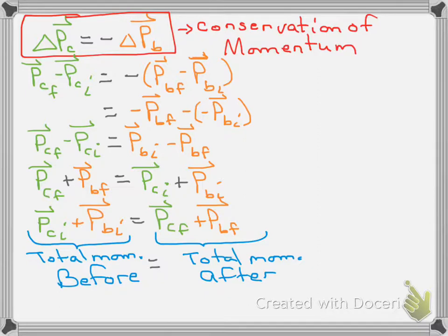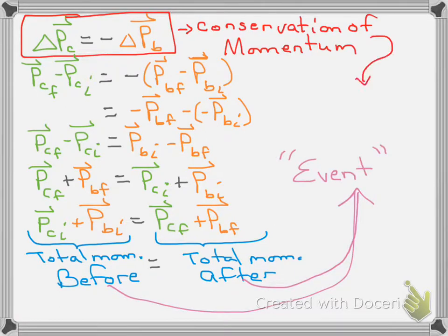So the conservation of momentum equation that we got as a result of Newton's third law, it is a consequence of Newton's third law, can also be written this way. The sum of all the initial momentums in a system of objects applying forces to one another is equal to the sum of all the final momentums. This is another statement of momentum conservation.